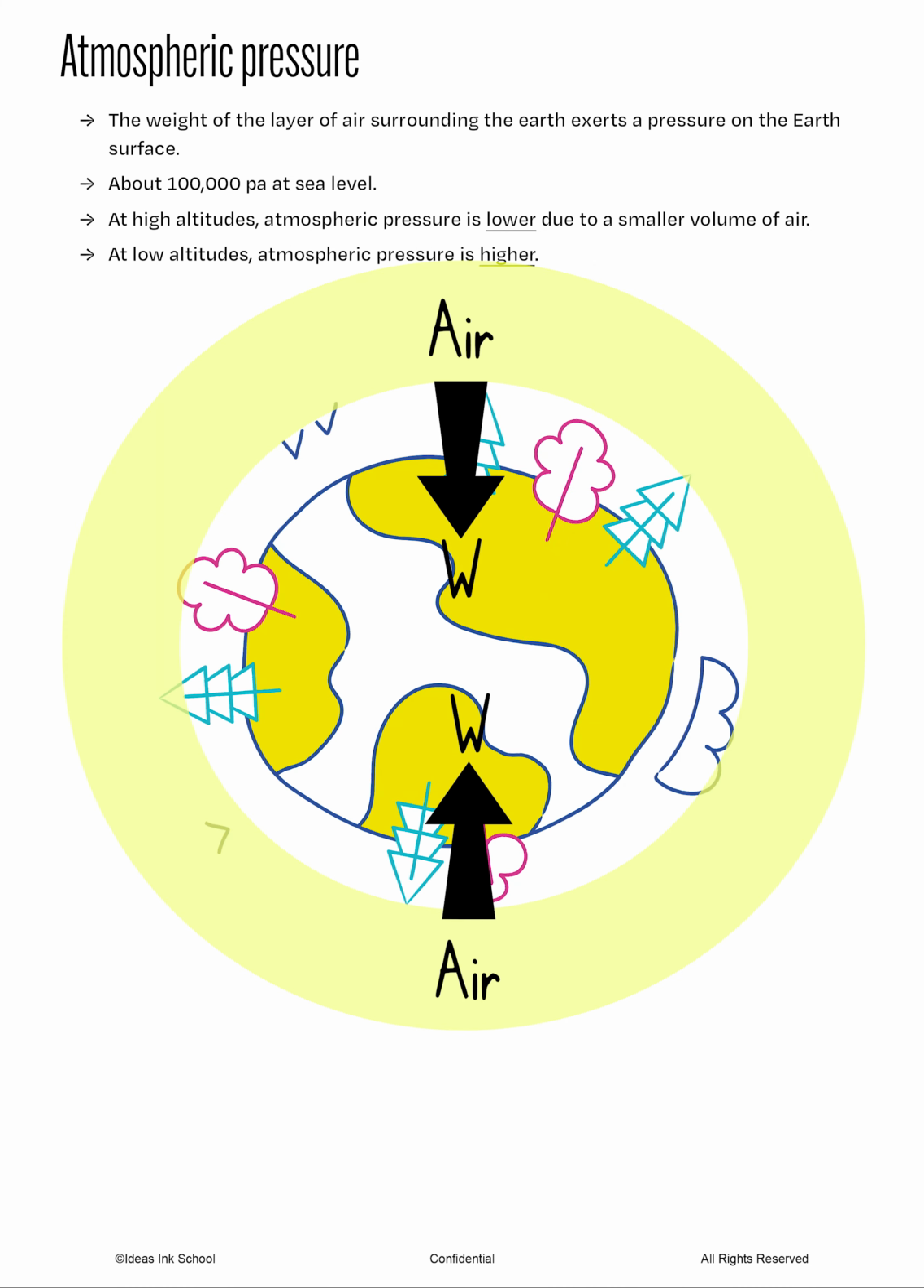We have reached the final section. In this part of the chapter, we will be discussing atmospheric and water pressure. First off, what is atmospheric pressure? This is the weight derived from the layer of air that is surrounding the Earth. This layer of air exerts a pressure on the Earth's surface, thus giving rise to atmospheric pressure.